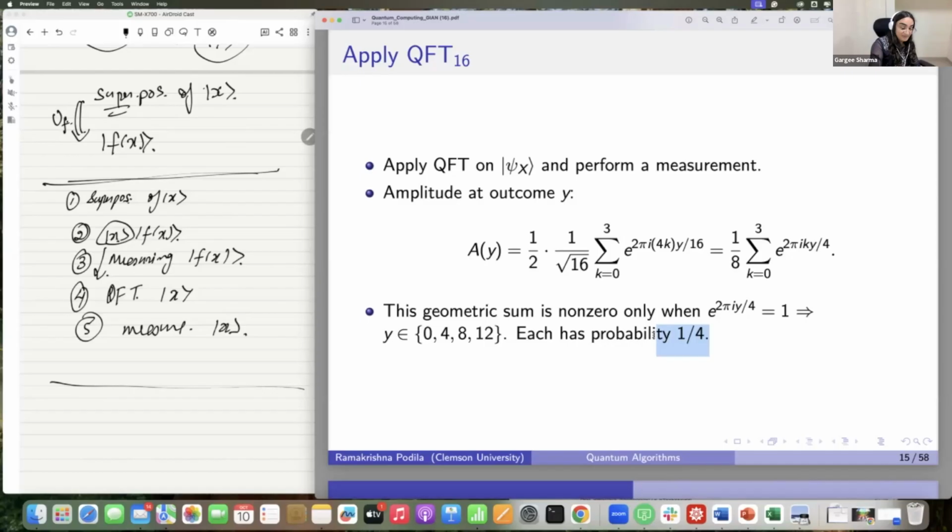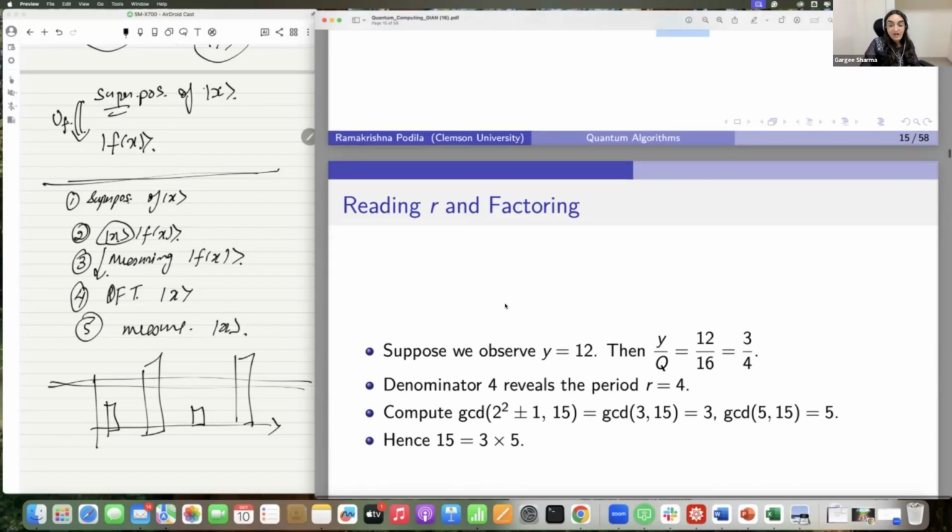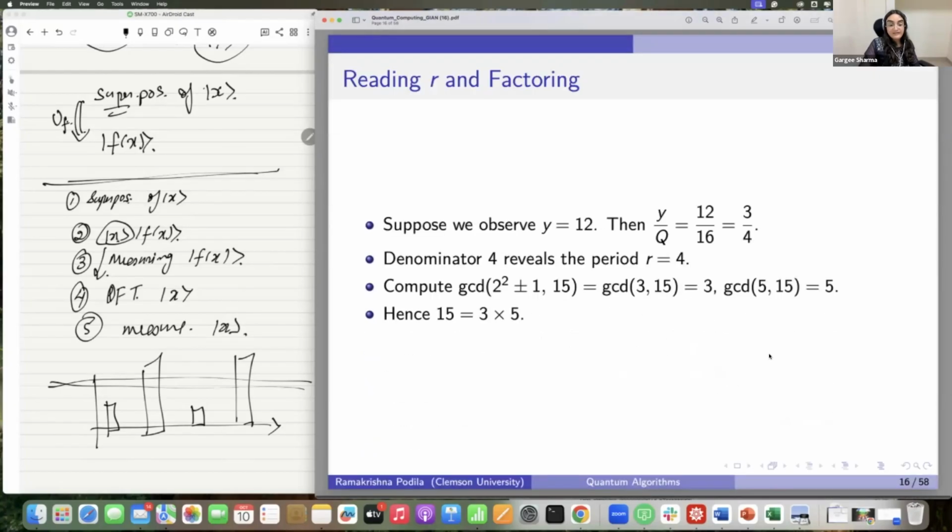Okay, so you will not obviously implement this in a single shot. You will have to do multiple of these measurements and take the statistics, and then see which of the values will get some histogram like this, right? And which of the values have a higher probability. And from there, you can infer the period R. And after you get the period R of the function, well, then the rest of it is straightforward.